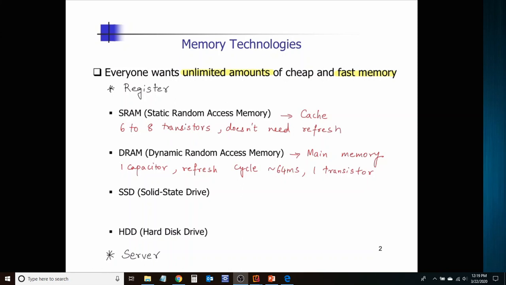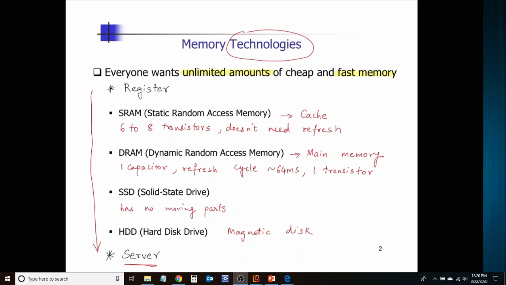And then if you go down this list, we have a bigger capacity memory in the solid state drive, which has no moving parts. You can also view this as a flash memory. Flash memory is based off of the electronically erasable and programmable ROMs. And then next on the list is your magnetic disk, which is your local hard drive. And then one might have a server that they can access on a network to store even large amounts of data. So that would be a variety of memory technologies that you can use in order to give the illusion that you can achieve unlimited amounts of fast memory.